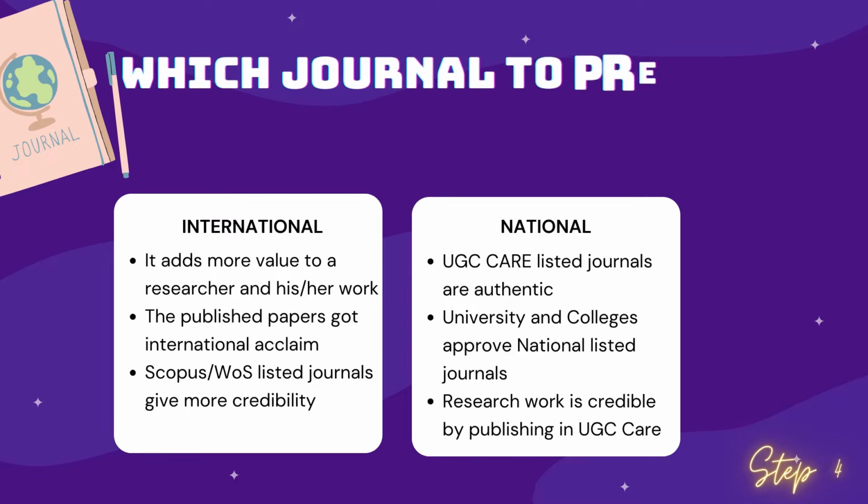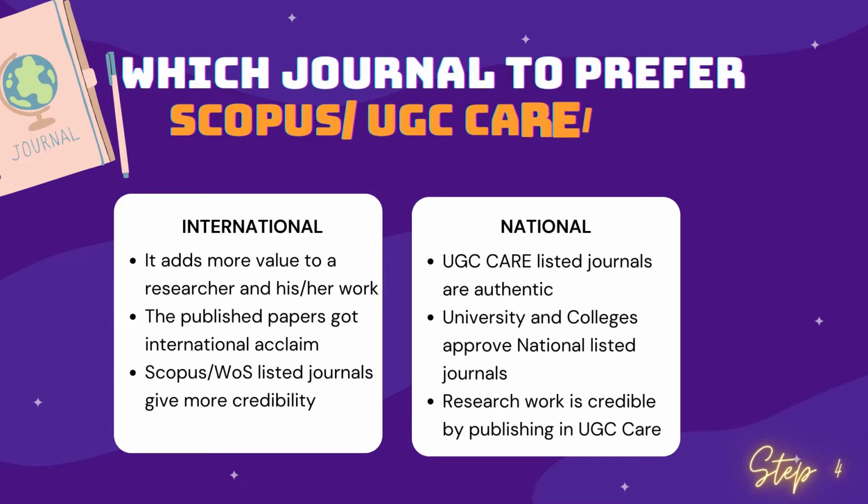Step number 4. Which journal to prefer? The internationally listed journals, like in Scopus or Web of Science, add more value to a researcher's work. The published papers get international acclaim. Scopus or Web of Science listed journals give more credibility.